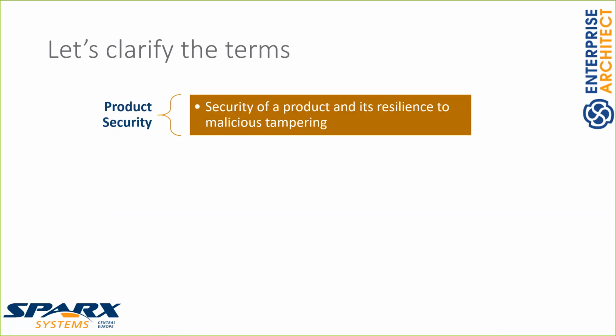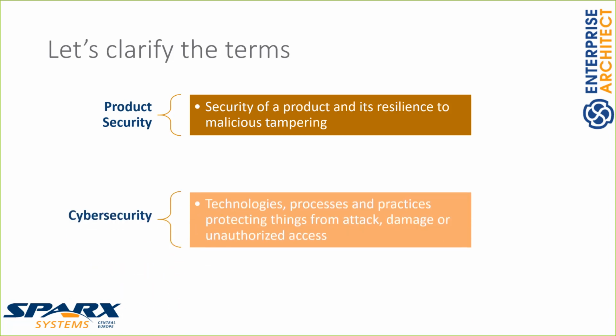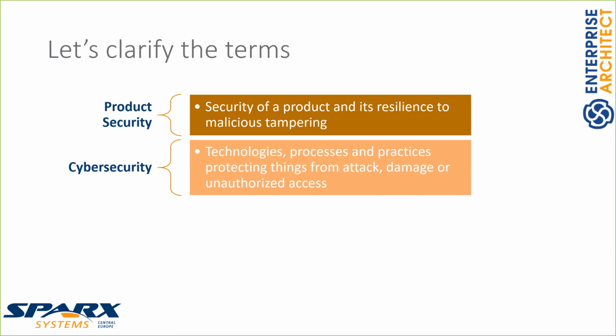What is product security? Product security is an umbrella term used to describe the security of a product and its resilience to malicious tampering that may result in unexpected operation.